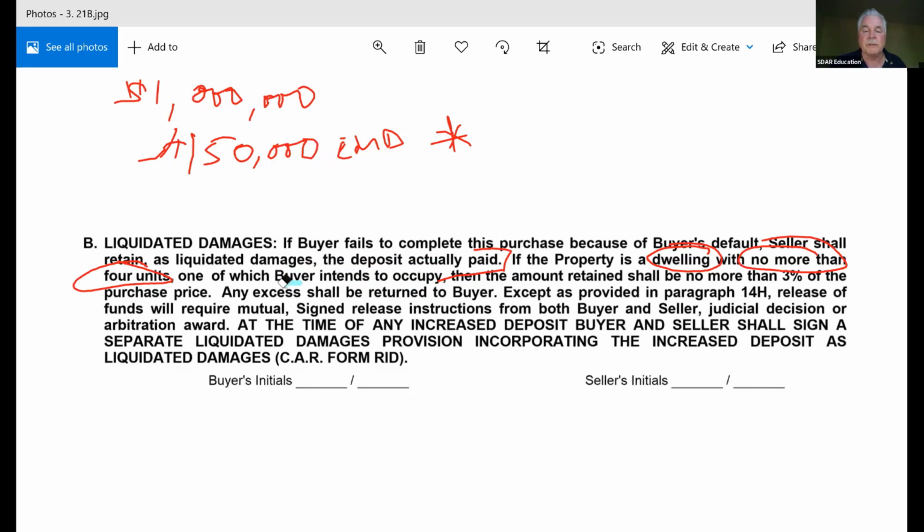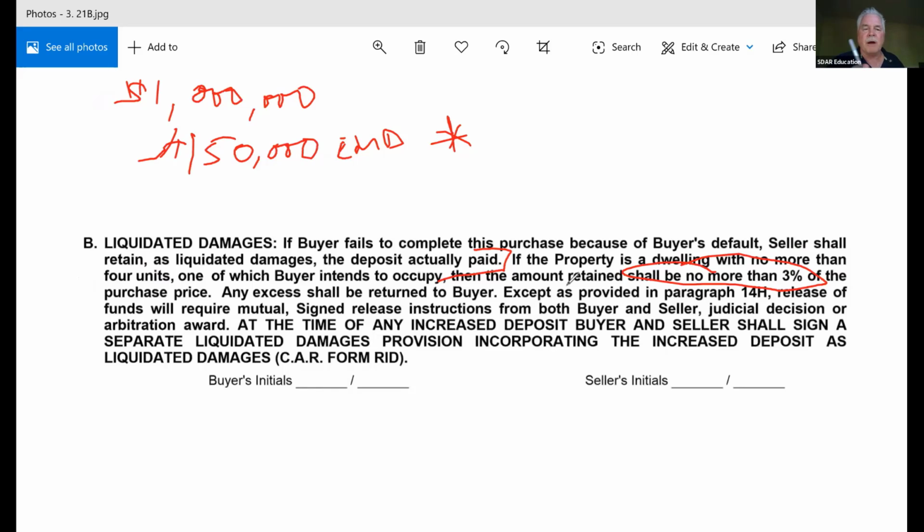Let me erase all this so we can see what we're doing. Okay, wow, that's cool. Okay, then the amount retained shall be no more than 3% of the purchase price. Now, where did 3% come from? So 3% is kind of a statutory number. I've seen contracts with 4%, but the courts are pretty good about 3. I've seen them at 4, but that's in commercial. And so, again, when we get up into my commercial world, then it's going to be a whole other set of rules. All right, but it shall be no more than 3% of the purchase price.